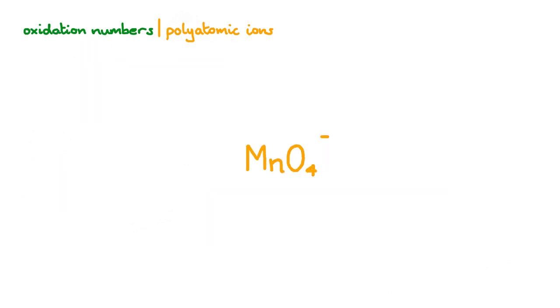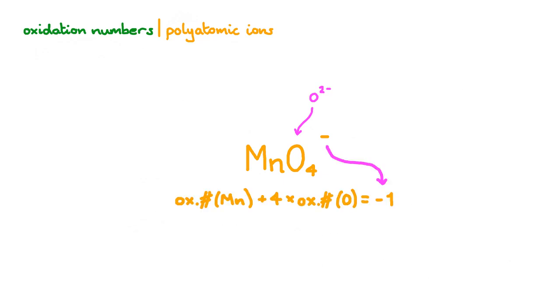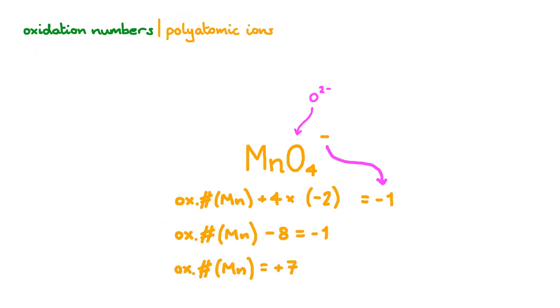Let's do one more example, the permanganate ion. When a metal and a nonmetal react, we expect the nonmetal to form anions and the metal to form cations. So here we'd expect oxygen to be in the form of O2-. Again, we're dealing with an ion with an overall charge of 1-, so the sum of the oxidation numbers must be -1. With 4 oxygens, we have 4 lots of the -2 oxidation number. When we evaluate and rearrange, we end up with an oxidation number for the manganese of +7.